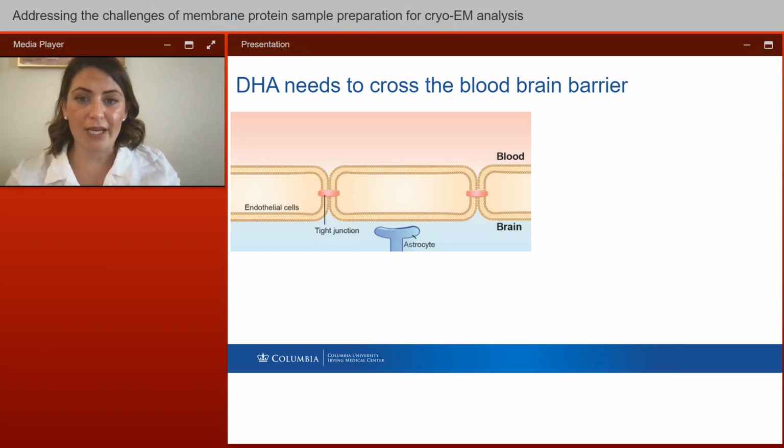Now, of course, to get this DHA into the brain, it needs to cross the blood-brain barrier. Just to remind you of what that is, it's a layer of tightly packed endothelial cells that separate the blood from the brain parenchyma. And it exists, of course, to protect our brain from neurotoxins. However, it also creates a major bottleneck in neurotherapeutic development.